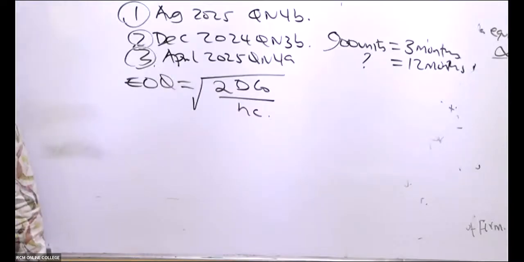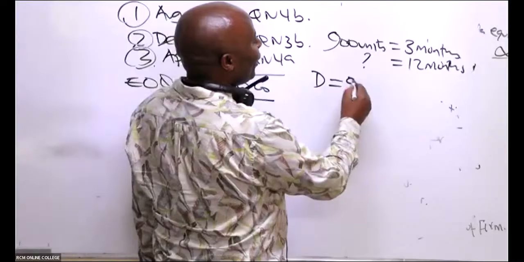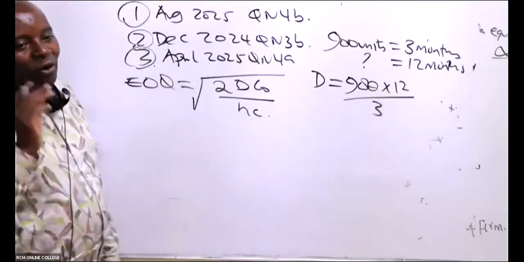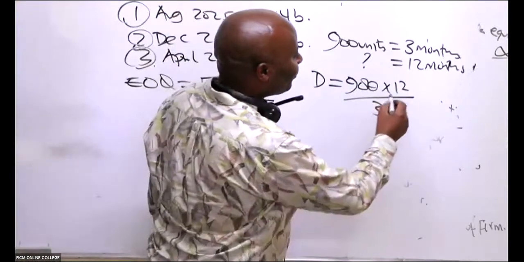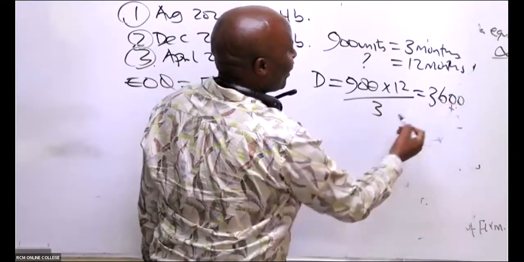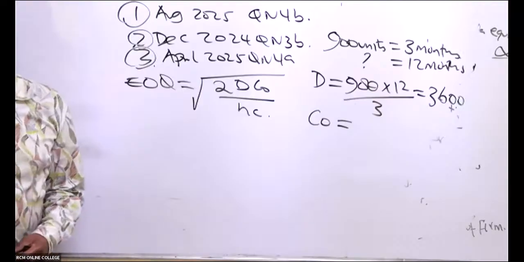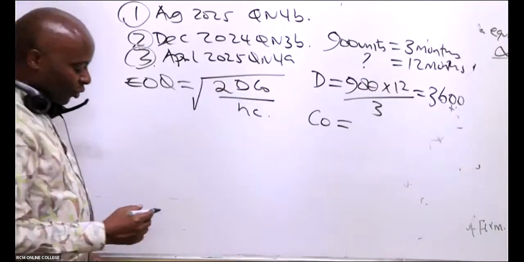D must be annual. So then our D, if you cross multiply, it will be 900 times 12 over 3, which somebody has already told me is 3,600. Has this examiner given me the ordering cost? 2240. Thank you so much.